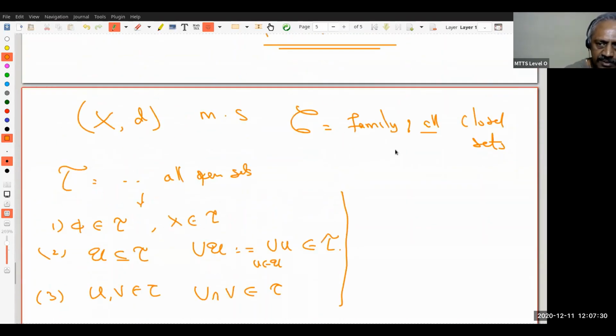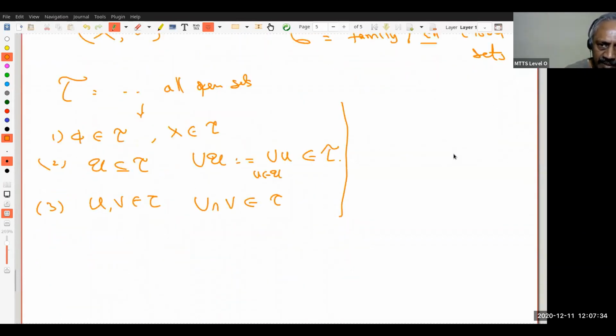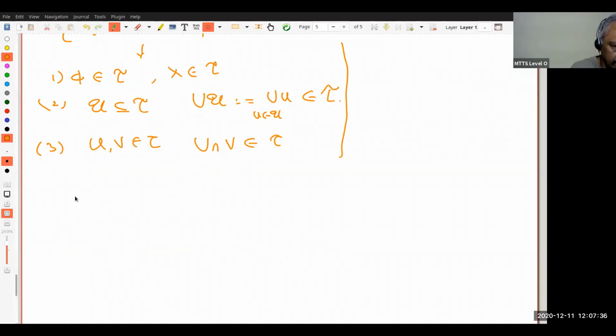So we want to see what are the analogous properties. First notice that the empty set will again be a closed set. Why? Its complement is X, which is open. Therefore, the empty set is both open and closed. And similarly, the full space X is both open and closed. Do you follow that?